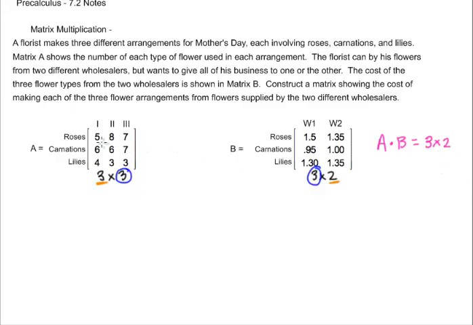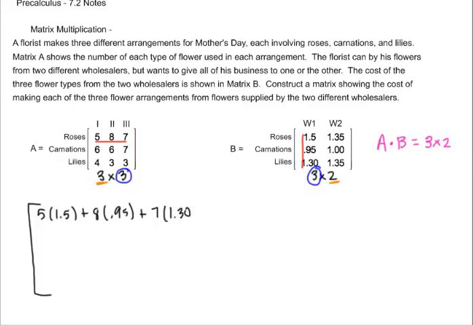And when you multiply a matrix, you're going to take the first row and multiply it with the first column and add. So it's going to look a little bit different, but here's how it's going to go. So first row, first column is 5 times 1.5, plus 8 times 0.95, plus 7 times 1.3. And we're just going to follow this pattern the rest of the way through the problem.